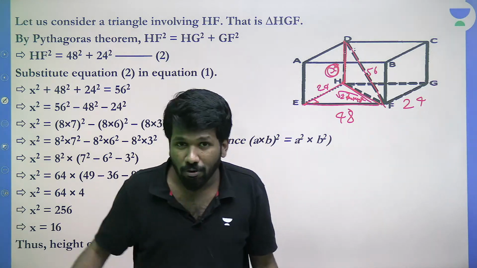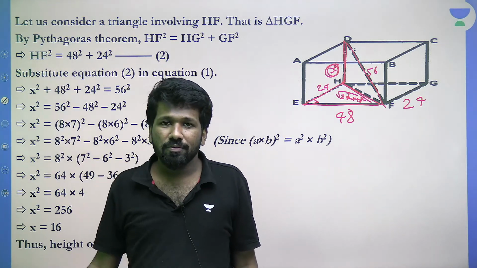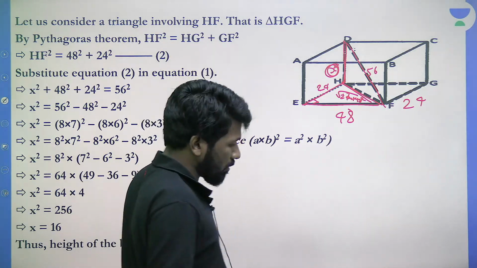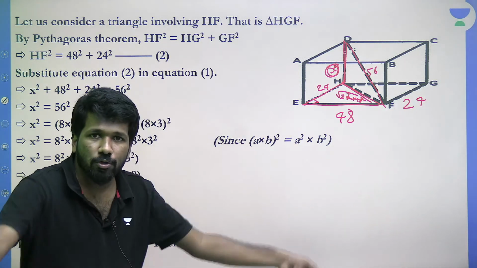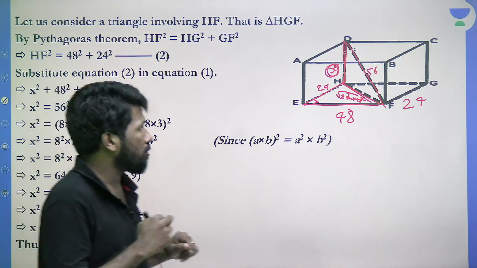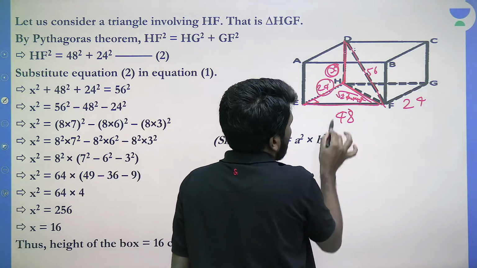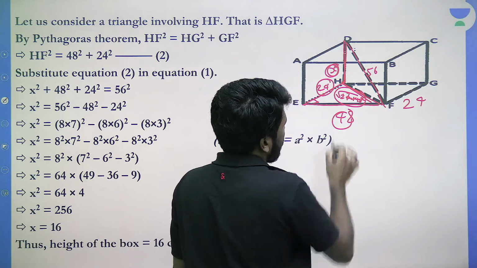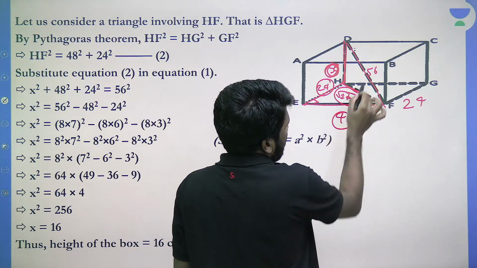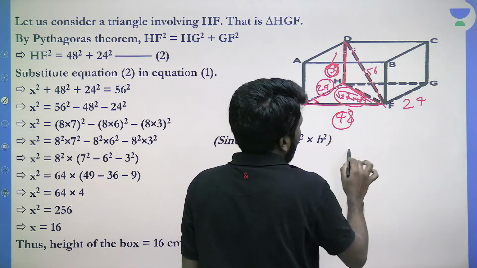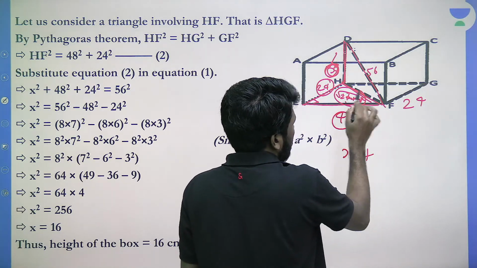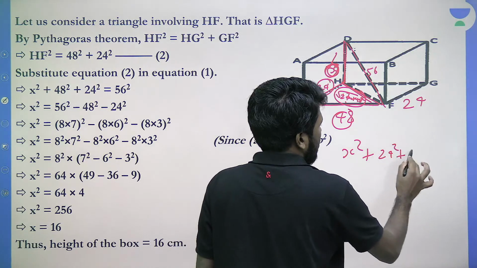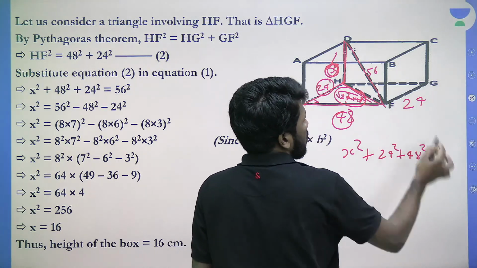The floor and the wall will be perpendicular always. So definitely that is perpendicular, and these two floors are also perpendicular, the line joining the floors. So this will be 24, 48. Applying the Pythagoras theorem, square root of 24 square plus 48 square. And this is x. Now you can form an equation: x square plus the square root of 24 square plus 48 square, squared, that is 24 square plus 48 square, is equal to 56 square.